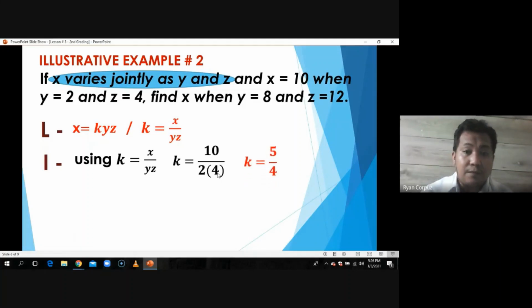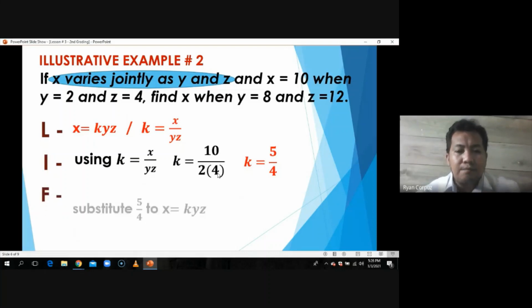Acceptable na yan, even if it is improper fraction. As long as it's already the simplest form of it, then it's already acceptable as an answer. No need for you to transform it into a mixed form. So that's already enough as your answer for the value of k. K is equal to 5 over 4.